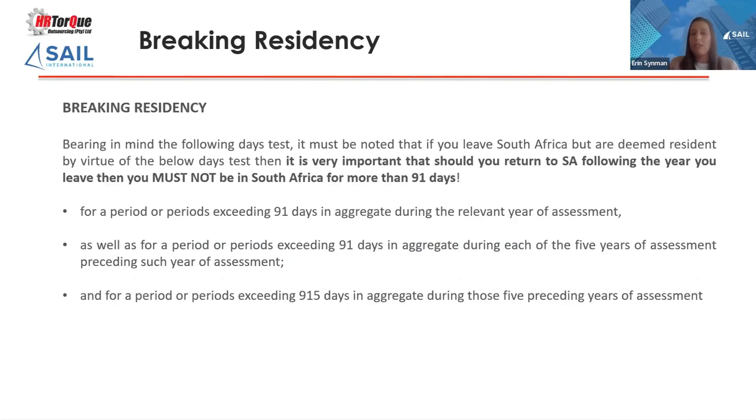So let's say, for instance, you've assessed yourself via the ordinary residence test. You've looked at that list. You've said your intent is to move abroad. You're no longer ordinarily resident in South Africa. You've gone to the secondary test, being the physical presence test. You've assessed yourself from the days factor. You've counted your days, and you are now no longer South African tax resident.